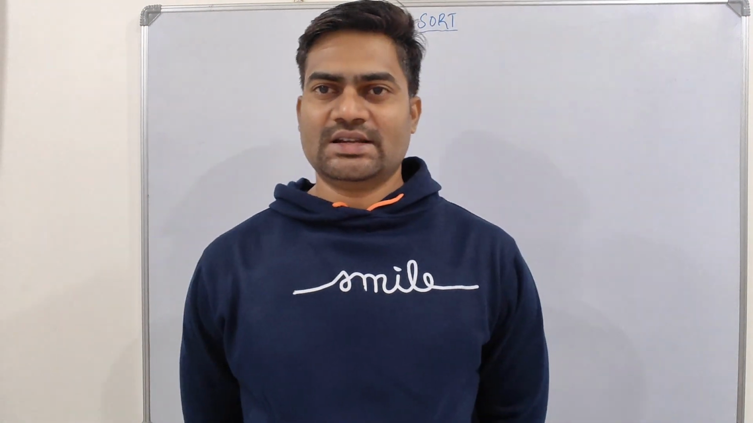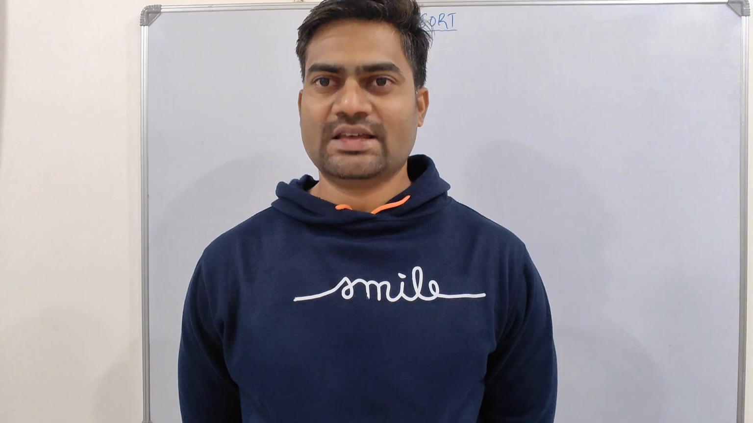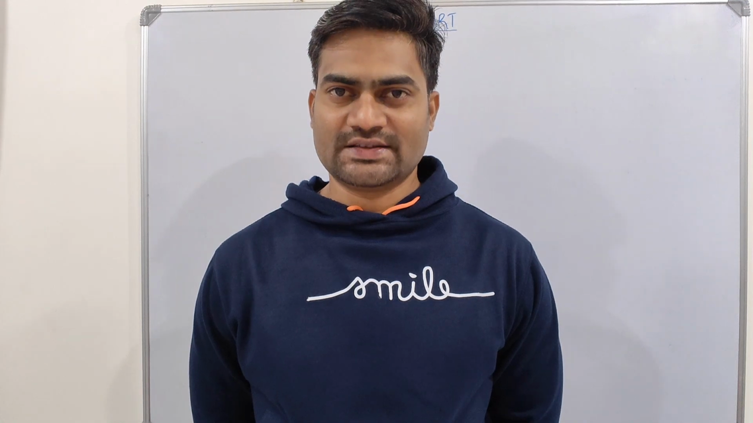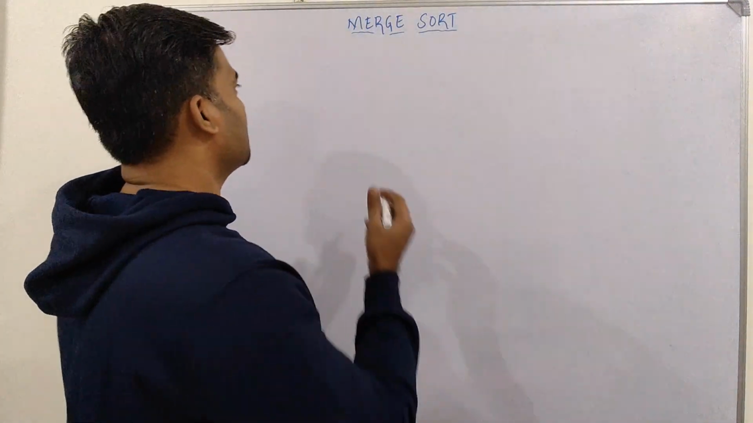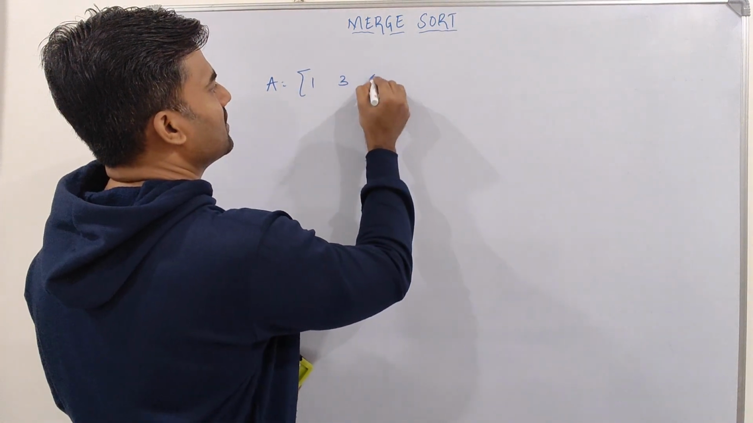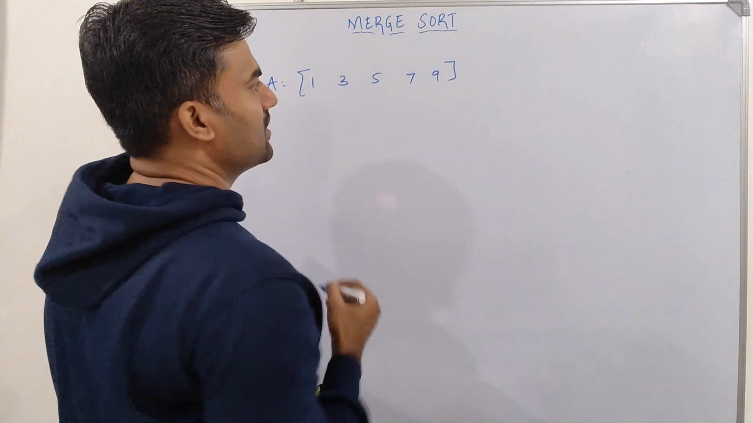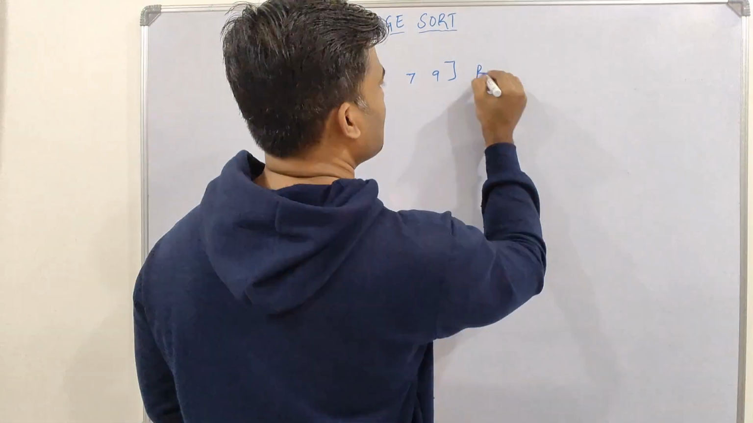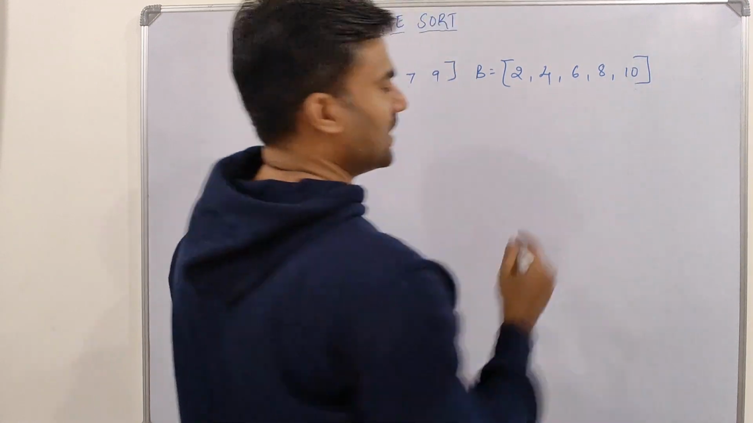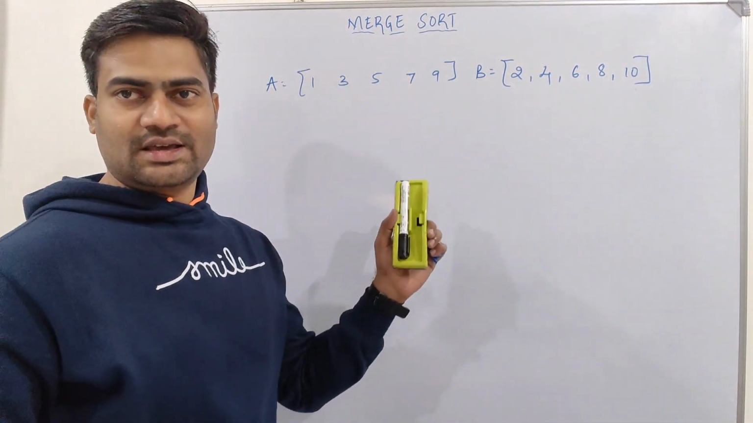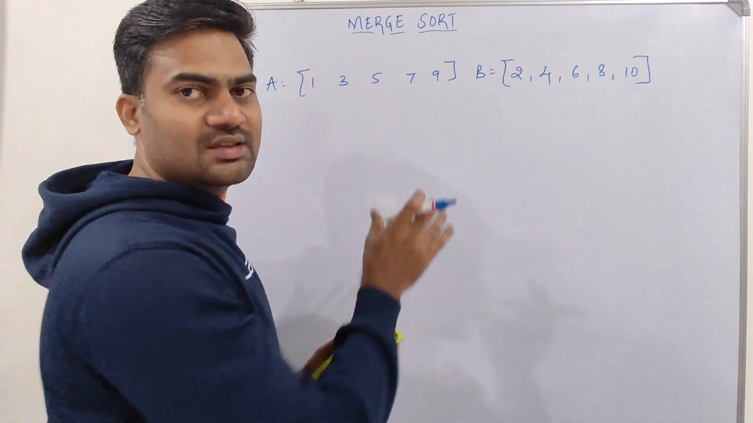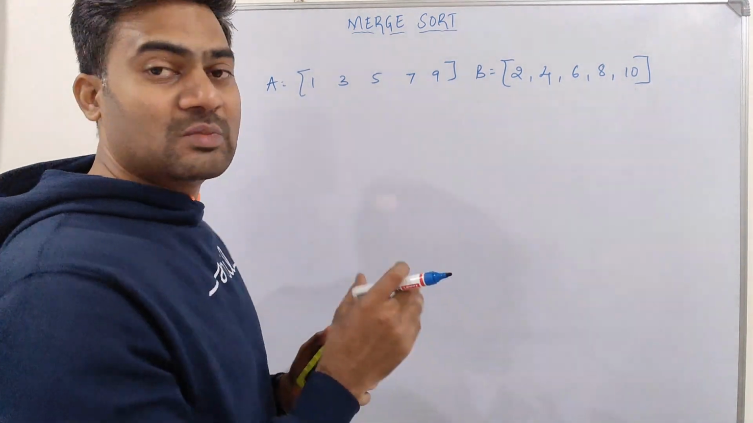Basically, let us consider two arrays which are already in their sorted order, and we want to merge both the sorted arrays. Let us take the example. Let A equal to 1, 3, 5, 7 and 9. Let us also take another array B, which is 2, 4, 6, 8 and 10. If you see, both the arrays are already in their proper sorted order. Now we want to merge these two sorted arrays and get the merged sorted array.